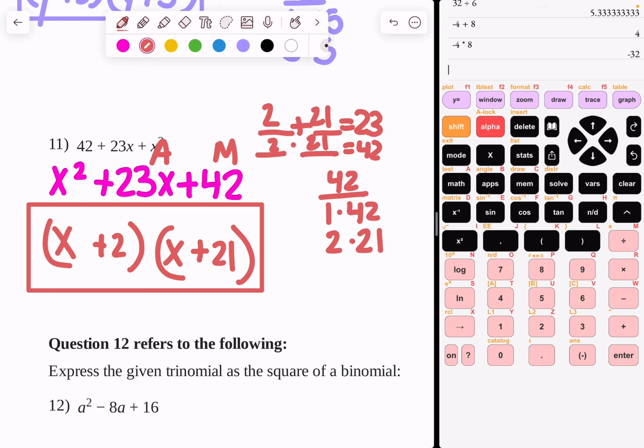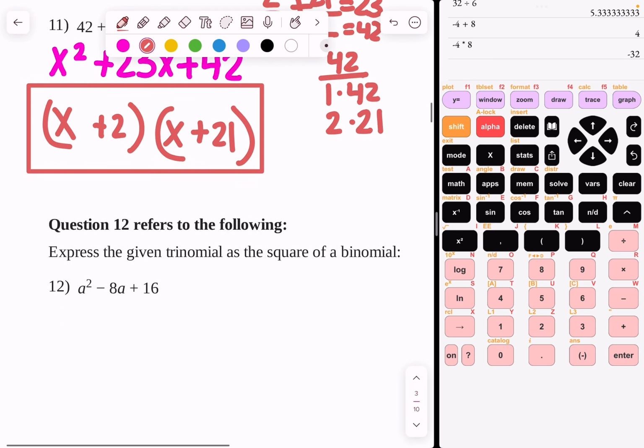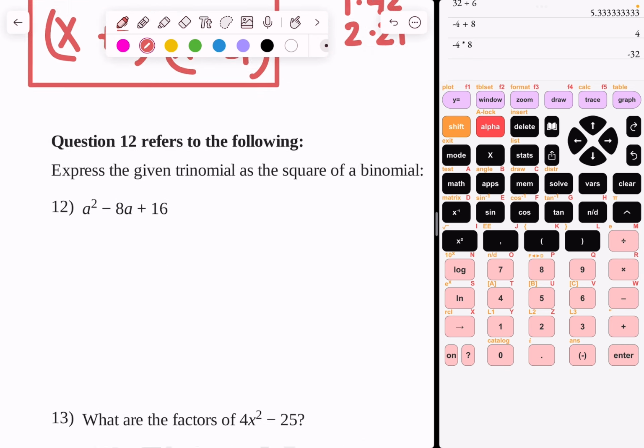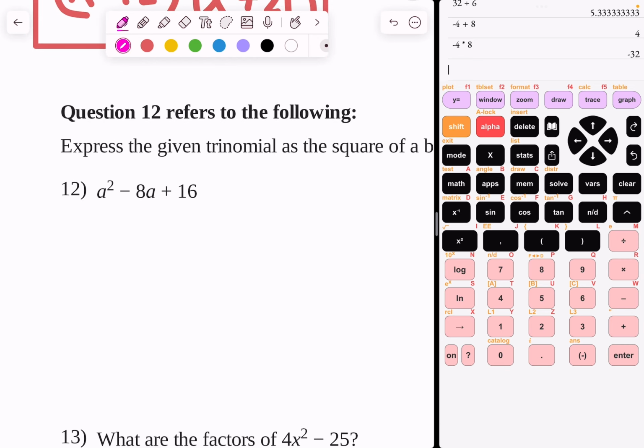All right, let's look at number 12. Number 12 says, express the given trinomial as the square of a binomial. You will see what that means in a second after we find this answer. Let's look at this. There's nothing to divide out since we only have a 1 in front of this, and all three terms do not have an a. So we're just going to be finding what adds to negative 8 and what multiplies to 16.